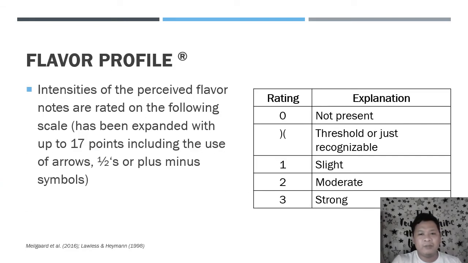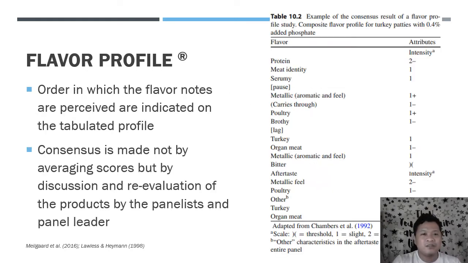So originally, the flavor profile used ratings of 0 to 3 with a threshold or the just recognizable option. However, this has been expanded to have half steps or yung mga plus minus, okay? So generally, it is of course at least ordinal in its rating, and hopefully with enough training and a very good vocabulary set, it might even be treated as interval, no? But definitely not ratio data. So in the tabulation profile, the order in which the flavor notes are perceived are indicated. So may parang chronology siya.